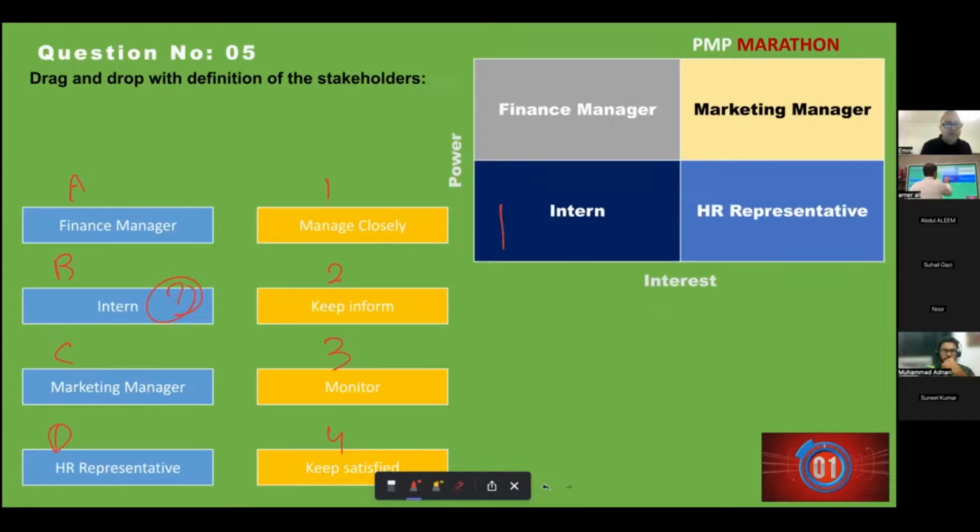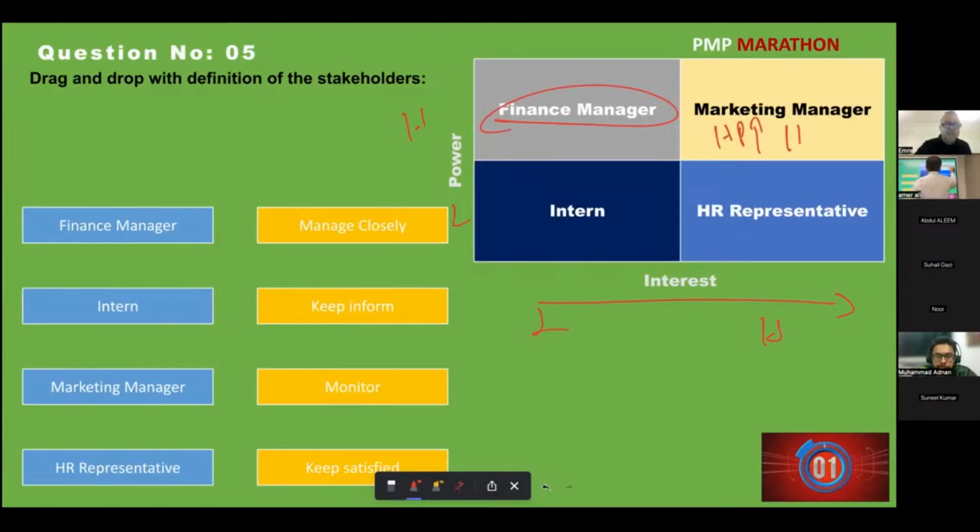This graph shows high power, high interest. Those people who are high power, high interest, low power, low interest. Okay, we work into that. So finance manager, marketing manager. Here, as we move, the interest increases. It's low, high, low, high. So marketing manager is a person with high power and high interest. Okay. This person, HR representative, has high interest, but his power is low. Okay. He has low power, low interest. Okay, this person has power is high, but interest is not much.